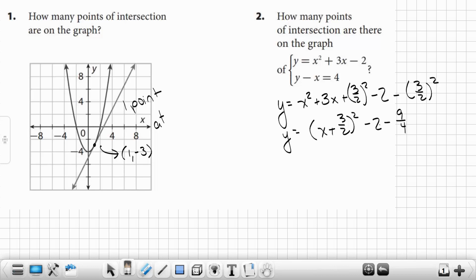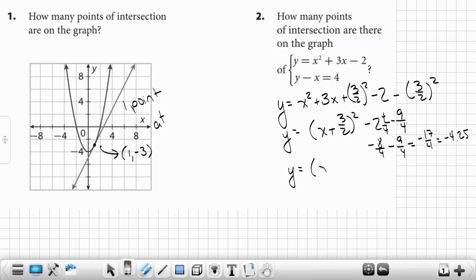So let's get a common denominator of 4 over 4. So we're going to have -8/4 right there. -8/4 minus 9/4. So that's going to be -17/4. Which, since we're graphing, guys, let's go ahead and convert that. So that's -17 over 4, which is -4.25.